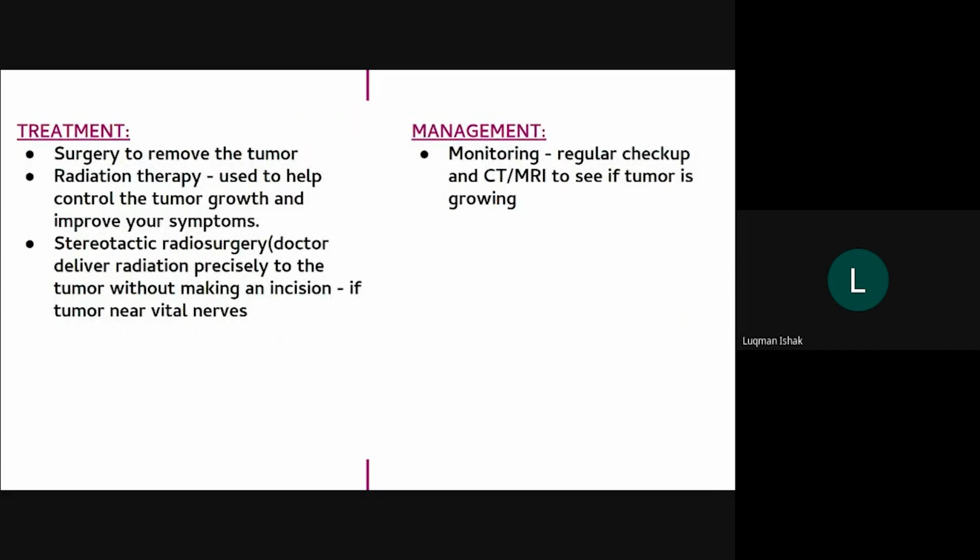For the treatment, we can do surgery to remove the tumor. Radiation therapy can also be done, and it is used to help control the tumor growth and improve symptoms. There is also stereotactic radiosurgery, in which the doctor delivers radiation precisely to the tumor without making any incision. This can be done if the tumor is near a vital nerve. For management, we can monitor by doing regular checkups and CT scan or MRI to see if the tumor is growing.